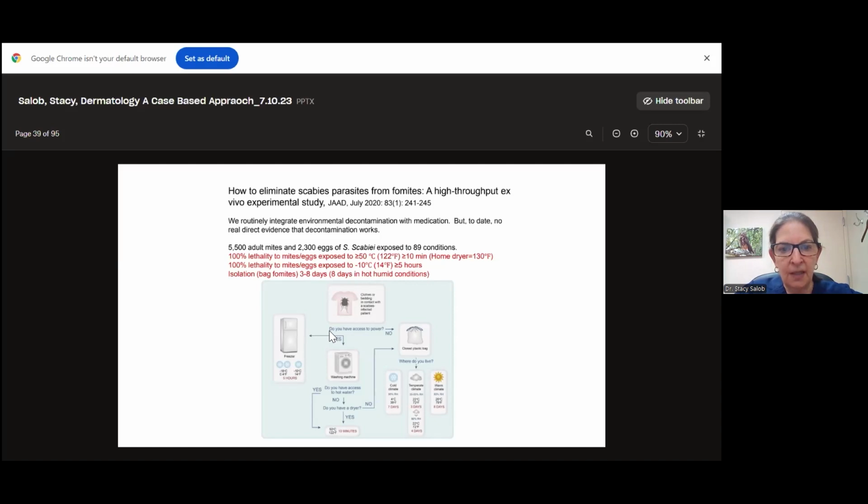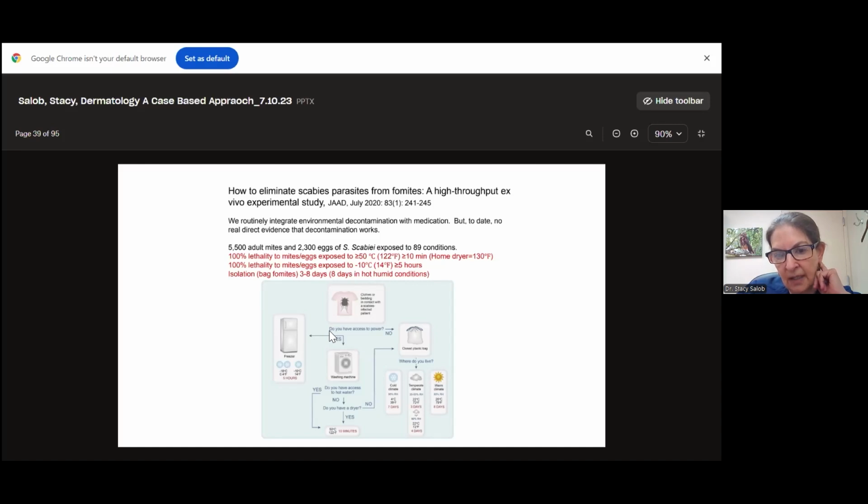So the tradition has been to tell patients to wash everything, which is a crazy ton of work, to wash all of their bedding, to wash all of their towels, to wash any clothes that they've worn in the last couple of weeks. And we've never had objective data until the study that came out a few years ago, where it was actually very impressive when I think about how much work it was to do. They looked at over 5,000 adult mites and over 2,000 eggs of the scabies mites, and they exposed these mites and eggs to 89 different conditions.